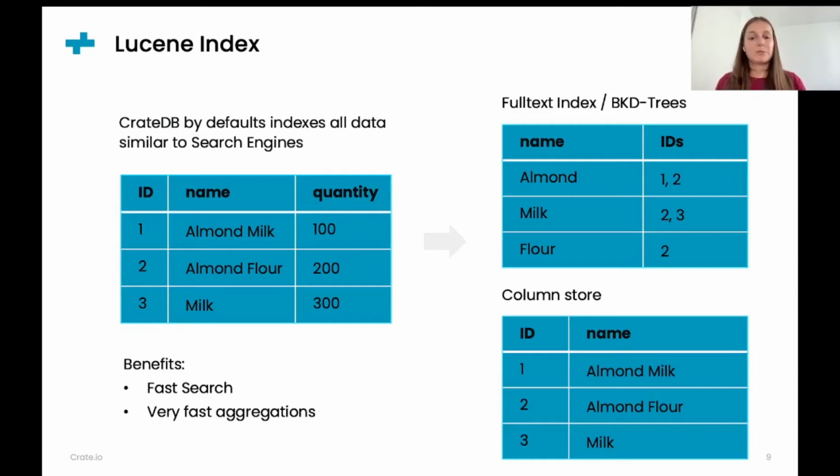CrateDB also performs fast aggregations, and this is done due to the Lucene column store feature, which stores columns separately in order to quickly perform aggregations on them. In our example, from the table on the left side, CrateDB generates 3 column stores. In general, this indexing strategy that is based on a Lucene index enables CrateDB to be very efficient when performing full text search and aggregations.